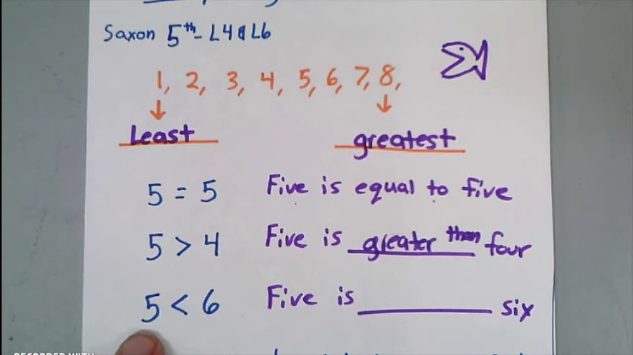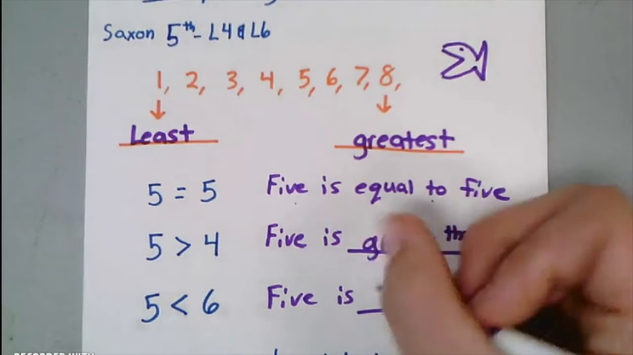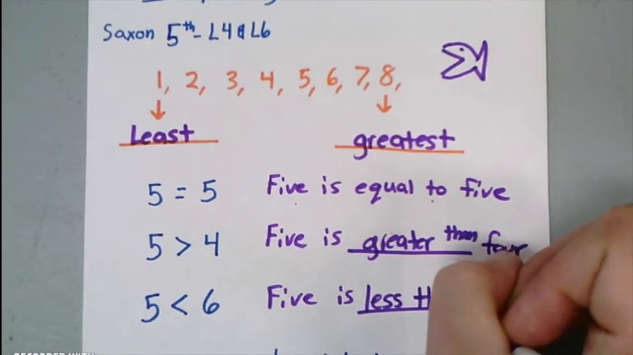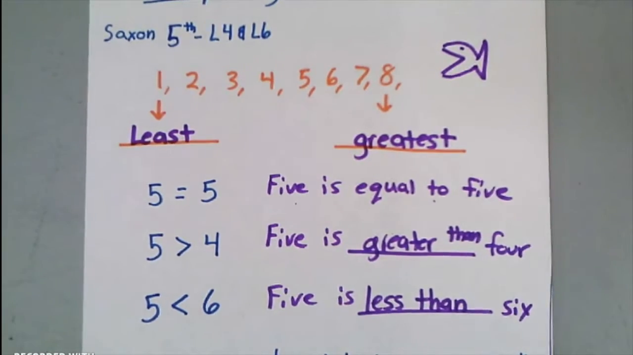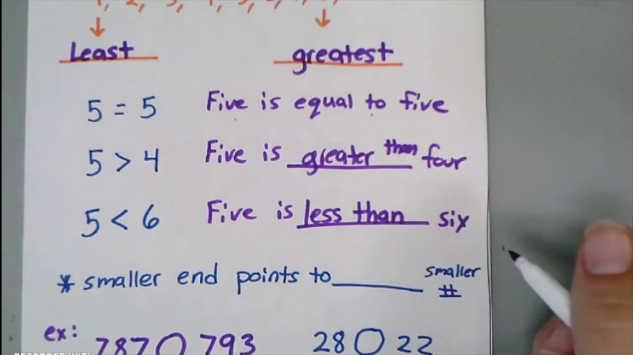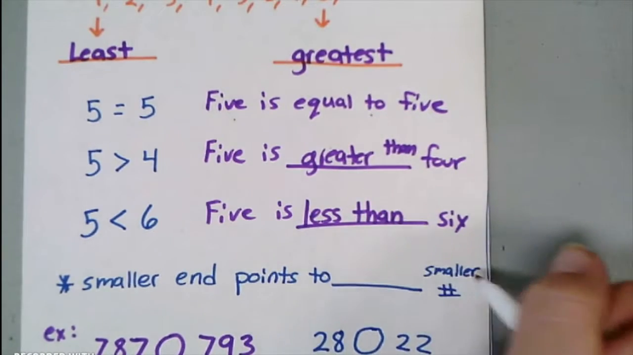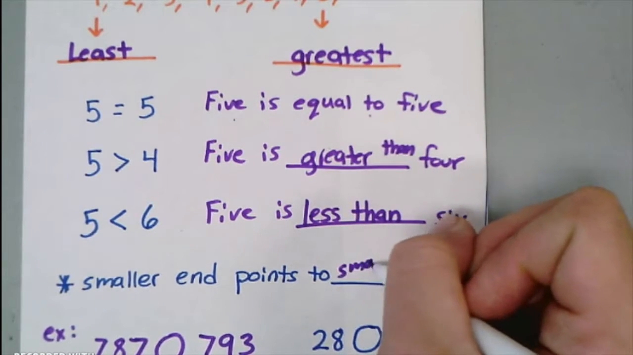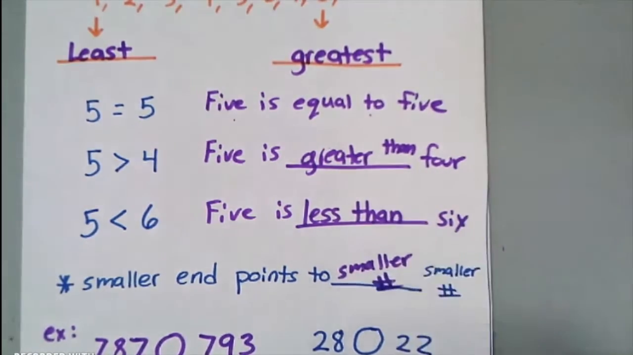Good. It means that 5 is less than 6. Notice that this one is open to the 6 because the 6 is bigger, but we always read it this way. So that's why we're going to start with 5. 5 is less than 6. The smaller end points to the smaller number. I wasn't supposed to tell you the answer there. You were supposed to have to write it in. Silly. Smaller number. Now it's written twice.